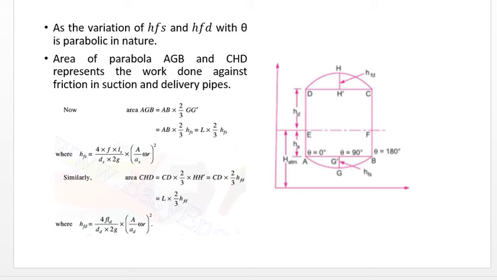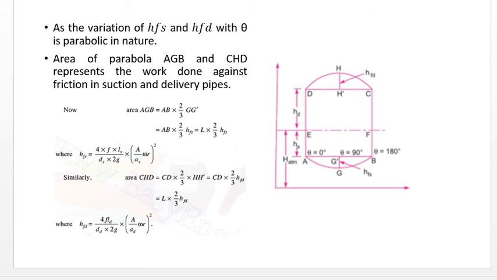Area of the parabola AGB and CHD. This AGB and CHD represent the work done against friction in suction and delivery pipe. This ABCD represents the work done on the water by the pump, and this AGB and CHD represent the work done against friction in suction and delivery pipe.